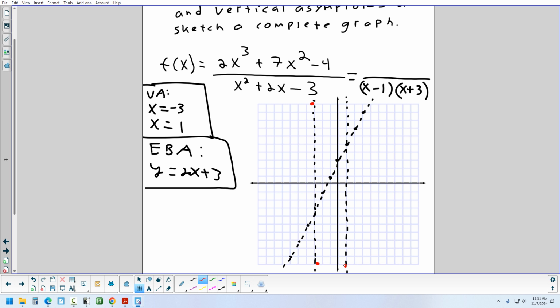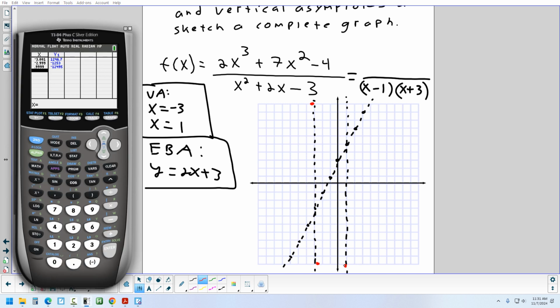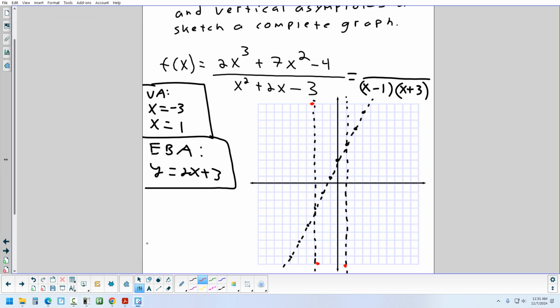And usually it's the opposite on the other side, but let's check. What's a value on the other side of 1? 1.001. 1.0001, and we're at positive 12,500. So way up here.